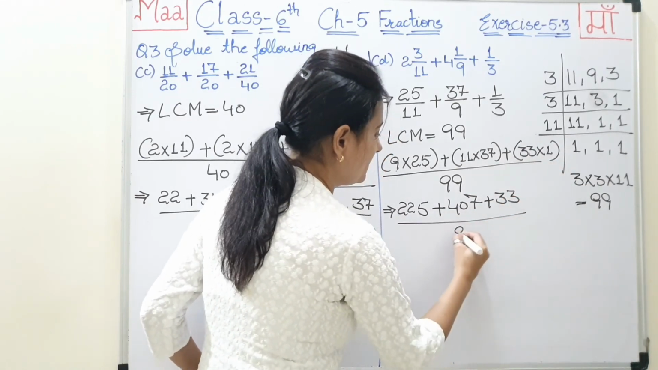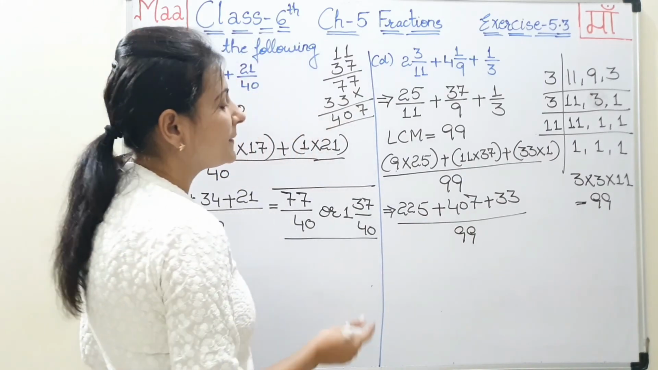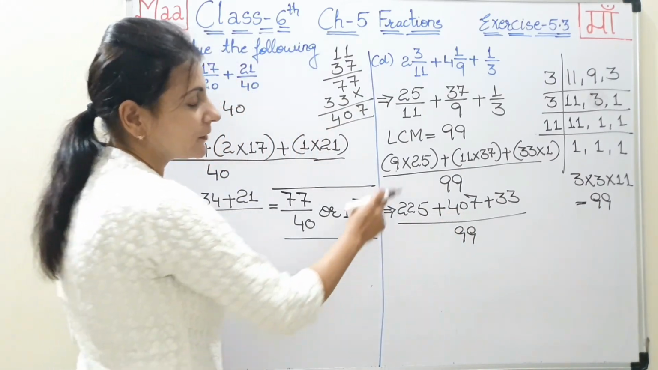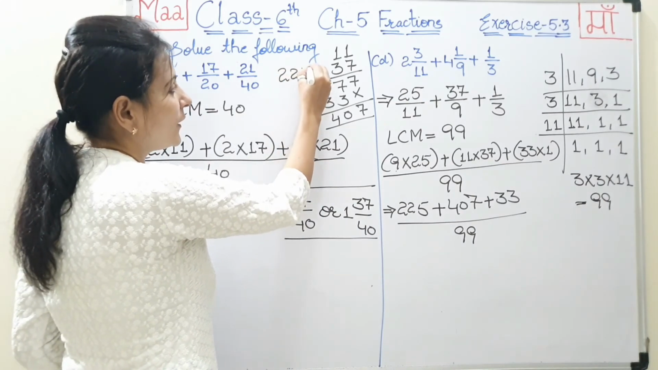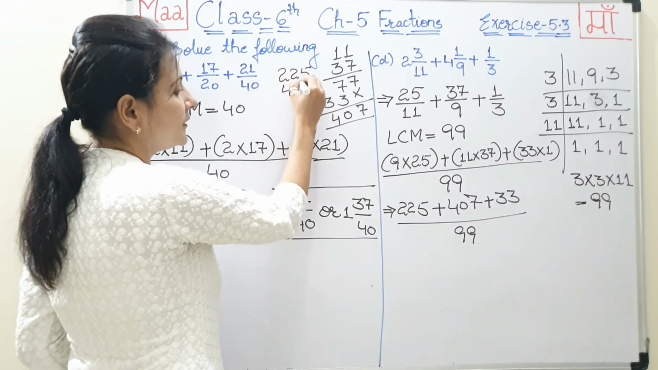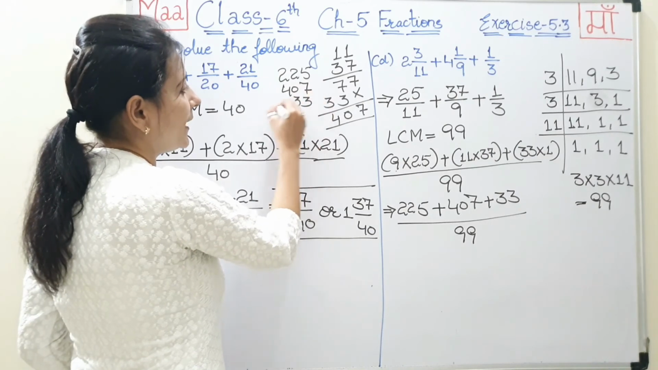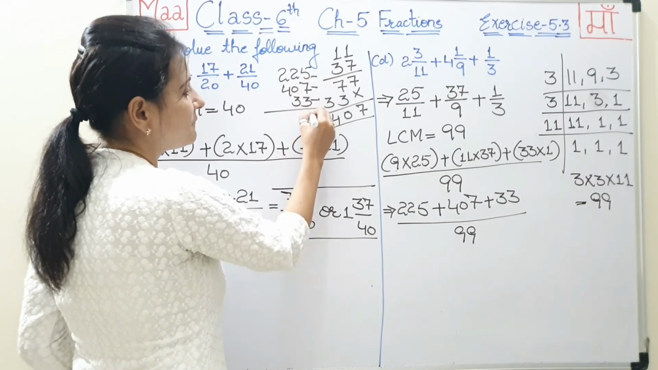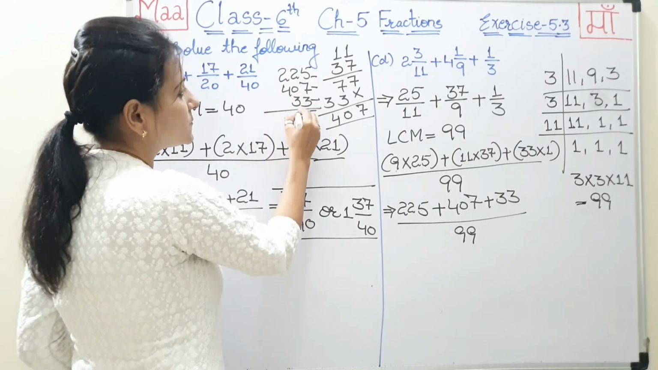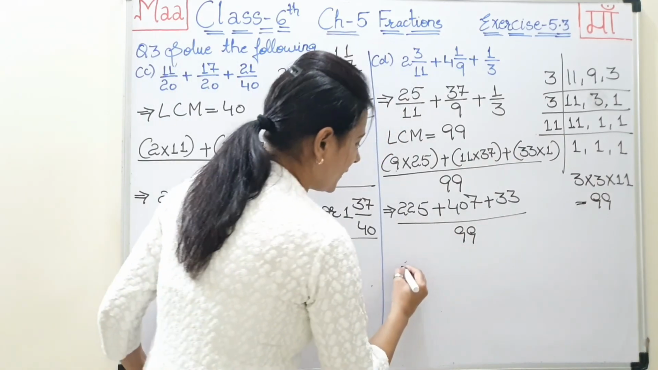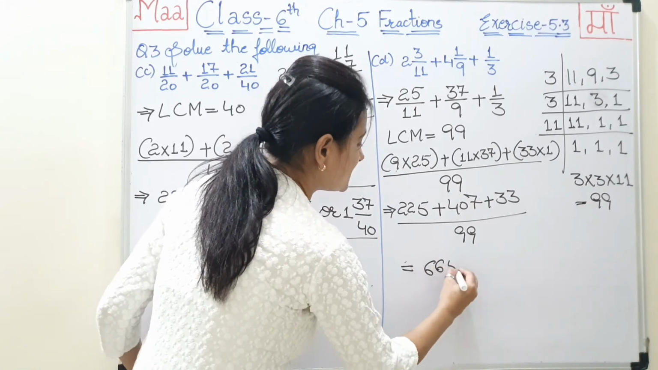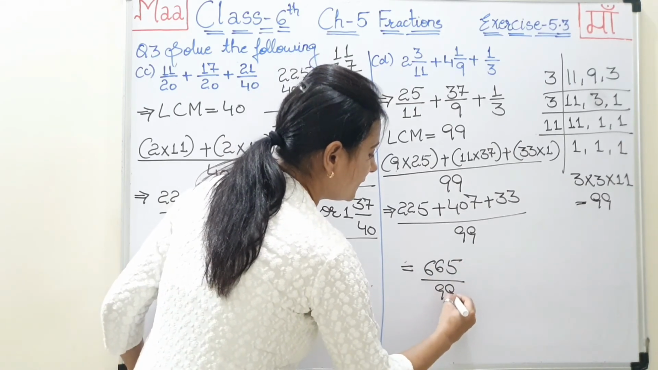Upon 99. Now simply we have to add these three numbers, because they are with the addition sign, so we will add all three. So 225 plus 407 plus 33. Add it. 7 plus 3 is 10 plus 5 is 15. 3 plus 2 is 5 plus 1 is 6, and 4 plus 2 is equals to 6. So here our answer will be 665 upon 99.